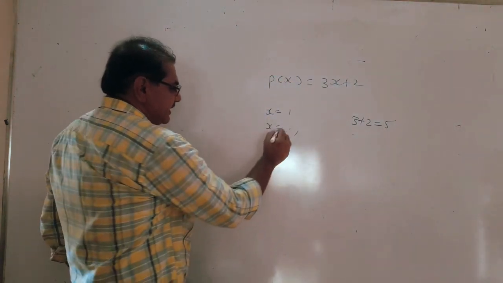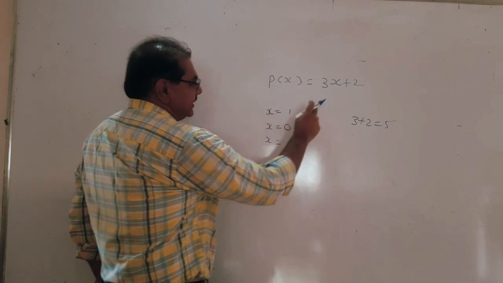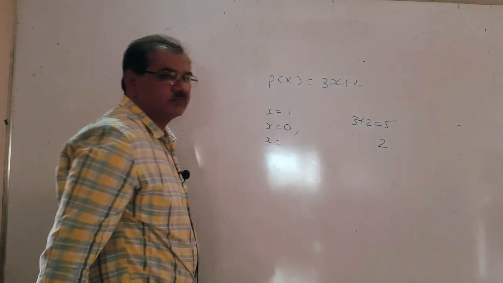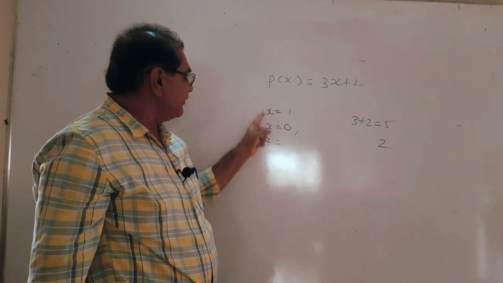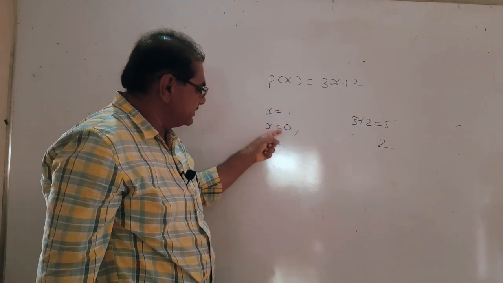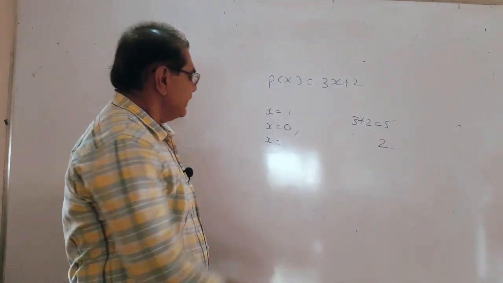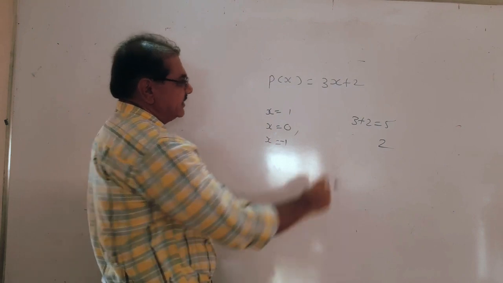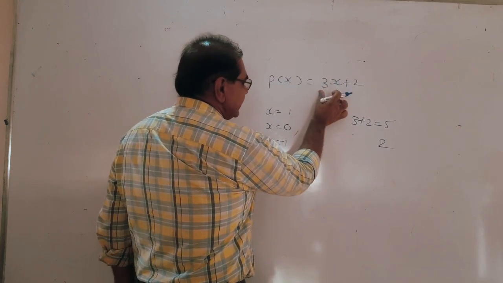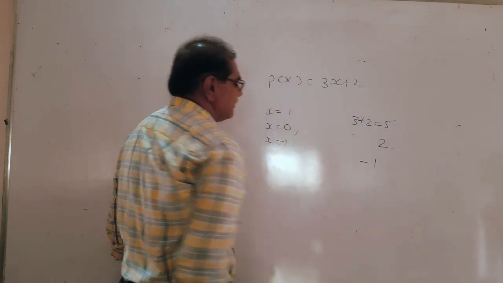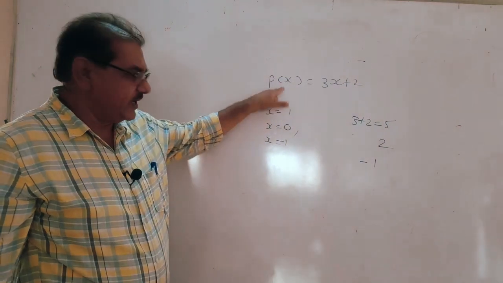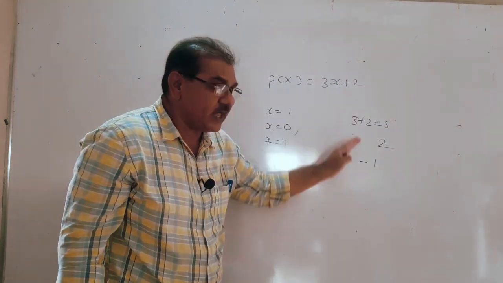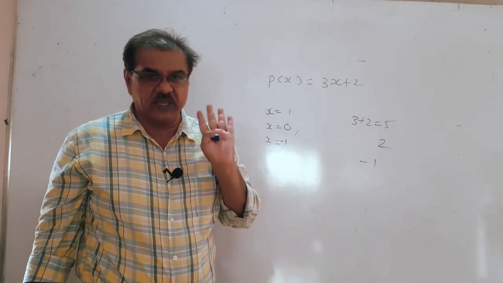In the same way, if I take x equal to 0, then 3 zeros are 0, 0 plus 2, answer is 2. That is, the value of the polynomial at x is equal to 0 is 2. In the same way, I take x is equal to minus 1. Then 3 into minus 1, minus 3 plus 2, answer is minus 1. So the value of the polynomial at x is equal to minus 1 is minus 1. These all are the values of the given polynomial.